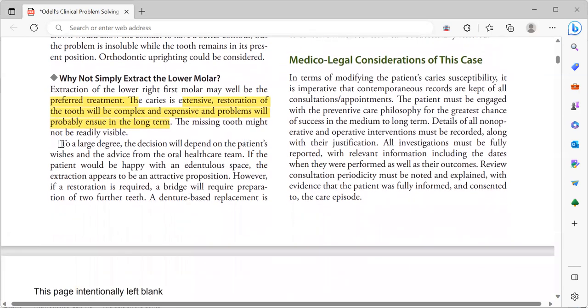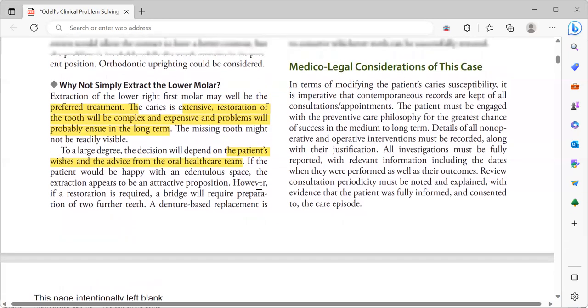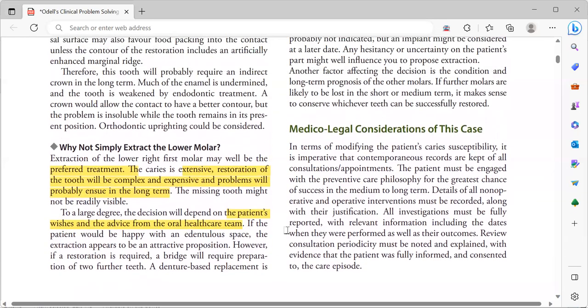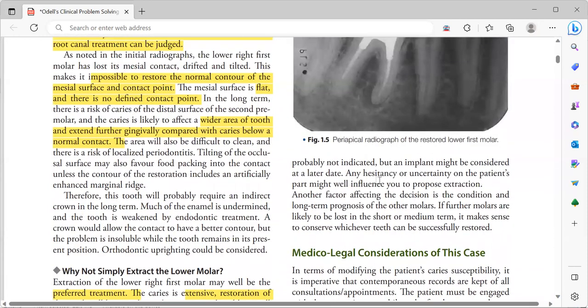The missing tooth might not be readily visible because this is a back molar. To a large degree, the decision depends on the patient's wishes and the advice from the oral healthcare team. If the patient would be happy with an edentulous space, extraction appears to be an attractive proposition. However, if a restoration is required, a bridge will require preparation of two further teeth. A denture-based replacement is probably not indicated, but an implant might be considered at a later date.